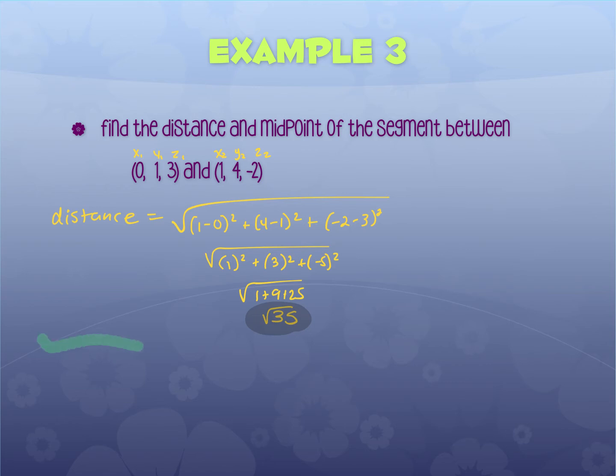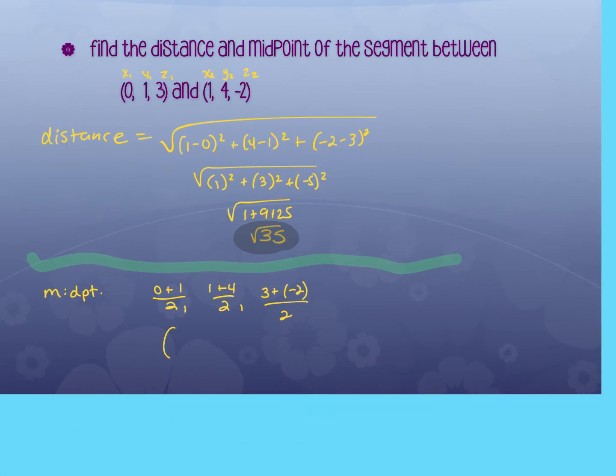Then comes midpoint. So for the midpoint, we're going to add the 2 x's, 0 plus 1 over 2. We're going to add the 2 y's, 1 plus 4 over 2. We're going to add the 2 z's, 3 plus negative 2 over 2. And I'd get 1/2, I'd get 5 halves, and I'd get 1/2. And you'll leave it just like that.